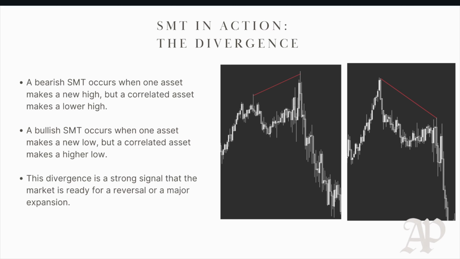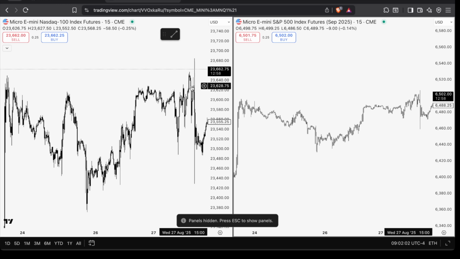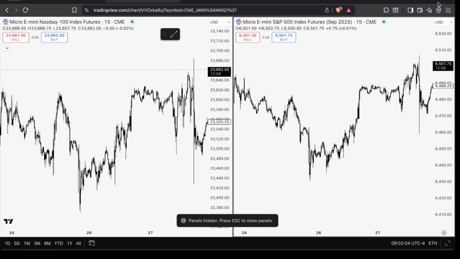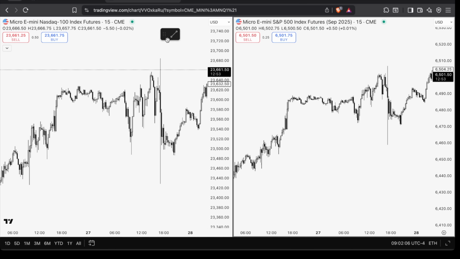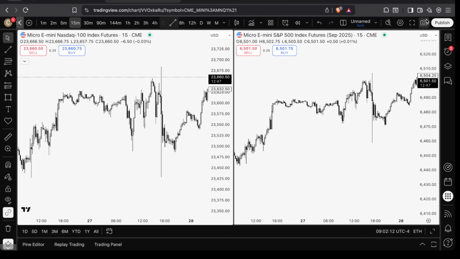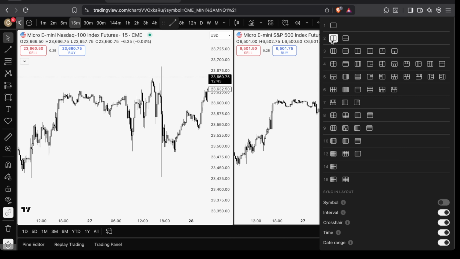So let's get into the chart and let's find some SMT examples. Here we have our first example of SMT. I have the Nasdaq open and E-mini S&P. You can copy these settings if you want to. I select the second one and turn on everything except the symbol.